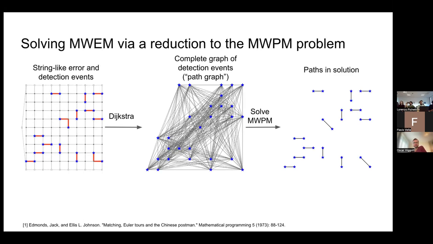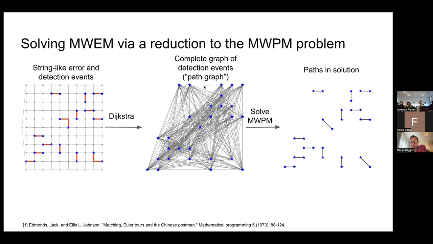So what's this reduction? Well, this embedded matching problem, the decoding problem or the T-join problem, can be solved via this reduction. And how does this work? Well, you start off with these string-like red errors here and the detection events. And of course, you only know the graph and the detection events. You then use Dijkstra searches to construct this complete graph of detection events that I'll refer to as the path graph. This has a node for every detection event, and for every pair of nodes in this path graph, there is an edge with a weight equal to the distance between those two nodes in the original detector graph. And so, since the detector graph is sparse, this has quadratically more edges, and the weight of each edge is found by Dijkstra search.